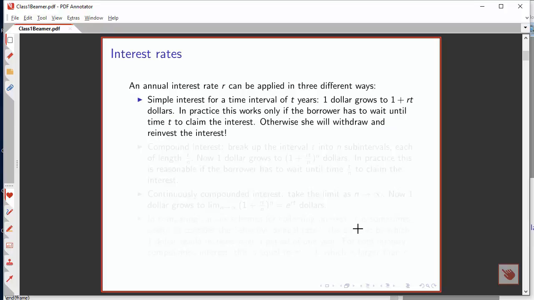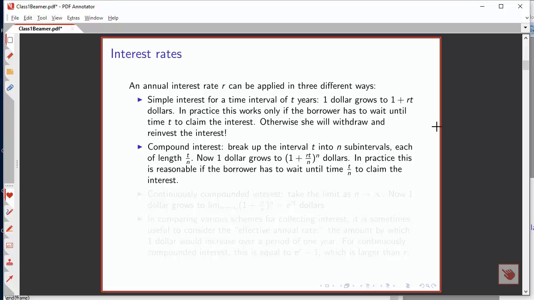We'll generally use the symbol r to refer to the annual interest rate, and the simplest context in which to apply this is what you've heard of as simple interest. If you apply interest at a rate r for t years, $1 will grow to 1 plus r times t dollars. As a practical matter, this only works if the borrower has to wait until time t has elapsed in order to claim the interest. Otherwise, she'll withdraw the money partway through, collecting interest on it, and reinvest the larger amount.